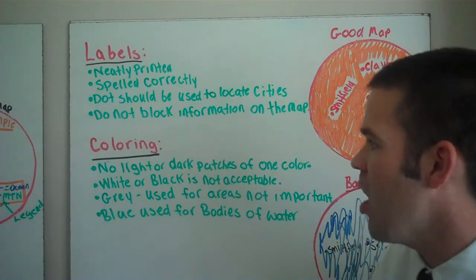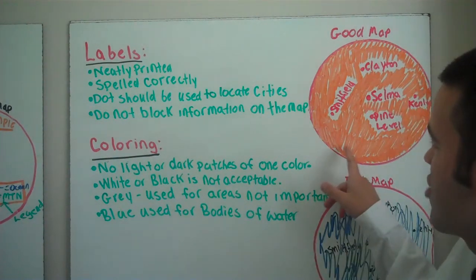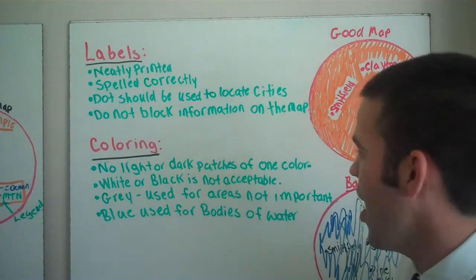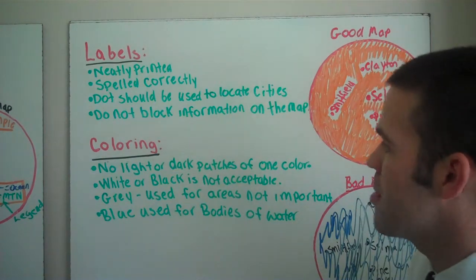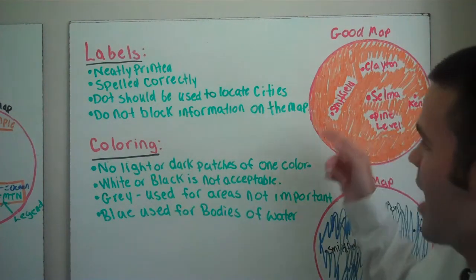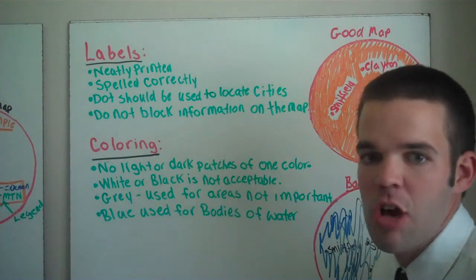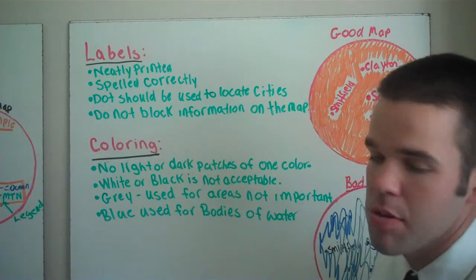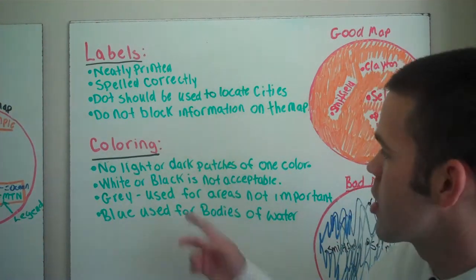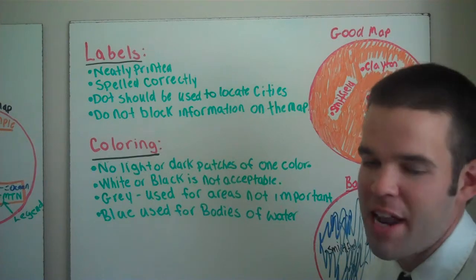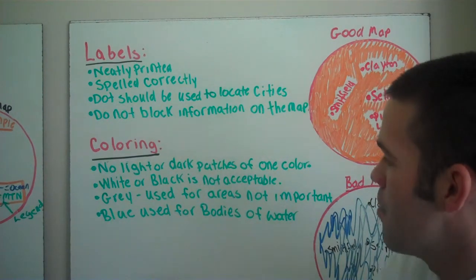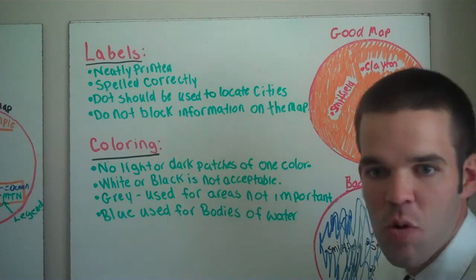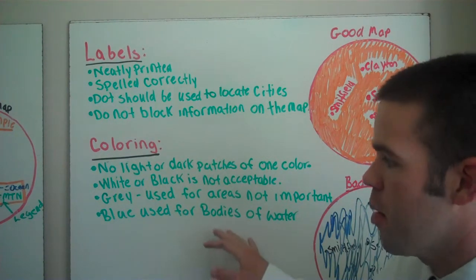Coloring. There are no light or dark patches of one color. It is pretty even. White or black is not acceptable. The only reason that white or black would be acceptable is for the purpose of labeling a town, a city, a mountain range, an ocean, a landmark. The only reason white or black would be used is to basically be able to see it. Gray is used for areas that are not important. That's the only reason you would use gray. And blue is used for bodies of water. The Atlantic, the Pacific, the Little River, the Neuse River, those would be blue.